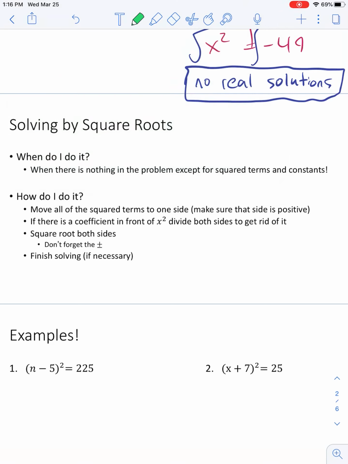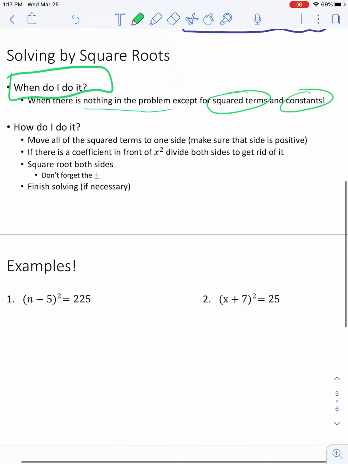So when I'm solving by square roots, how do I know that I need to do it? Well, I know I need to do it if there's nothing in the problem except for squared terms and constants. You're not going to see something like a 3x. You might see a 3x squared, but you're not going to see just 3x or 5x or 8x, anything that's just an x. You're either going to see constants like 3, or squared terms like x squared, or even 5x squared. But you're only going to see squared terms and constant terms, no x terms.